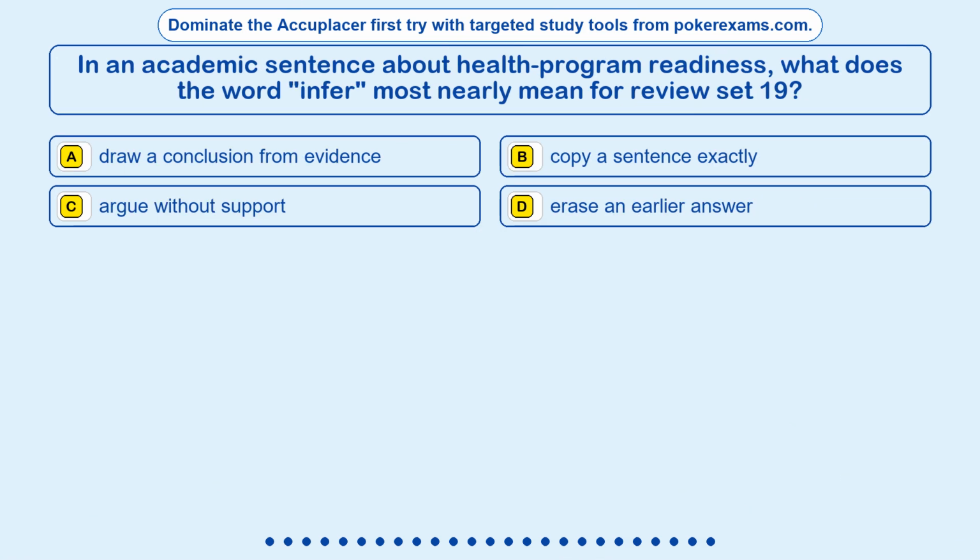Question 15. In an academic sentence about health program readiness, what does the word infer most nearly mean for review set 19? Option A. Draw a conclusion from evidence. Option B. Copy a sentence exactly. Option C. Argue without support. Option D. Erase an earlier answer.